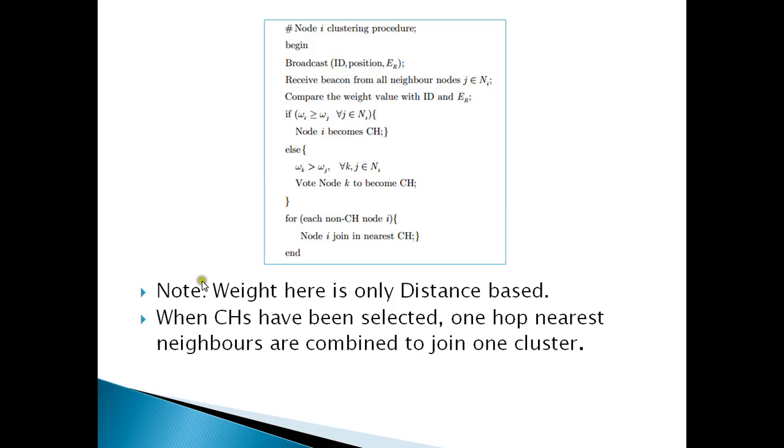And if the ith node has the highest weight, it will become the cluster head. Otherwise, someone else becomes the cluster head, and all the others become cluster members. One thing to note here is that the weight I have taken is based only on distance, not on energy or IDs. As I said before, cluster heads have to be selected, and they should be just one hop away from the cluster members.